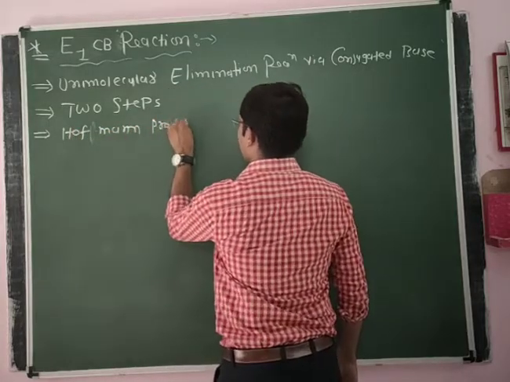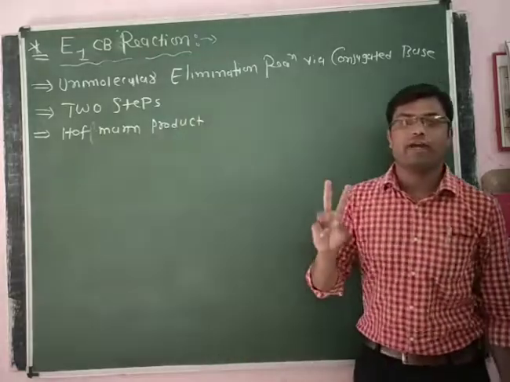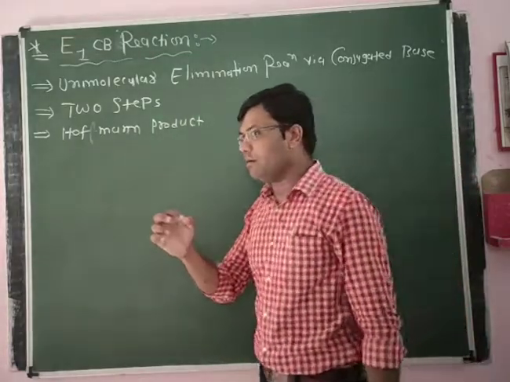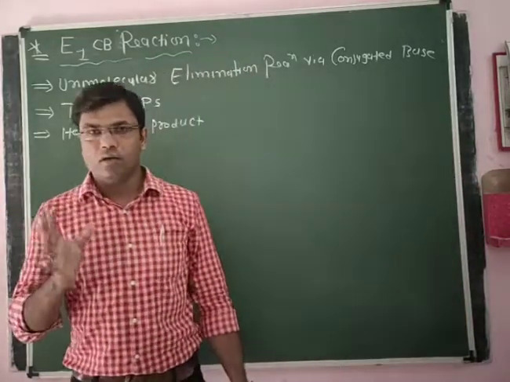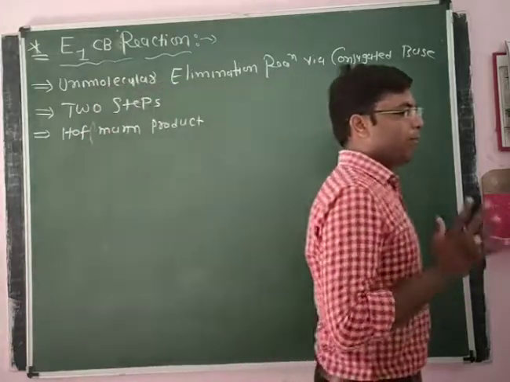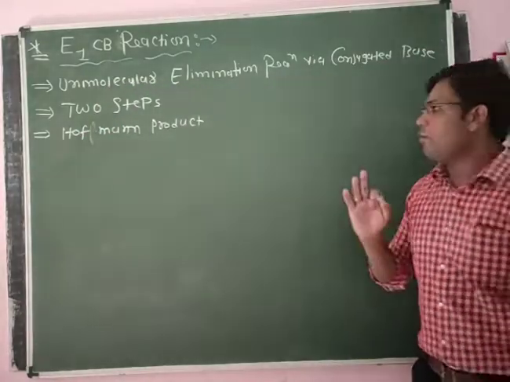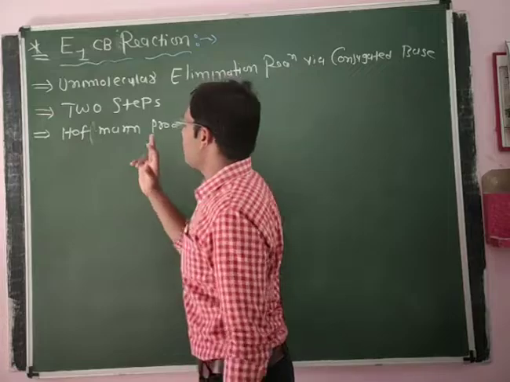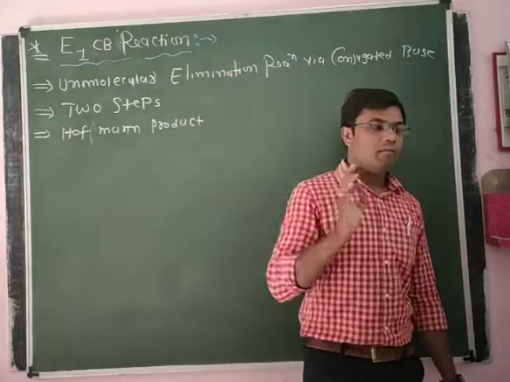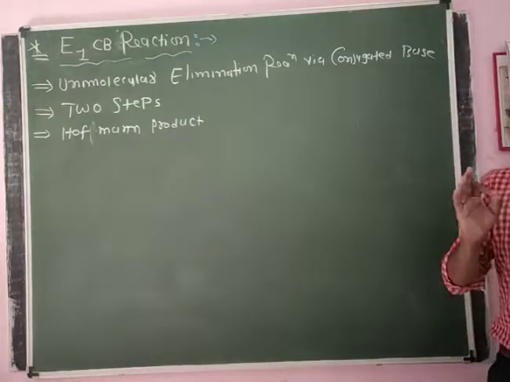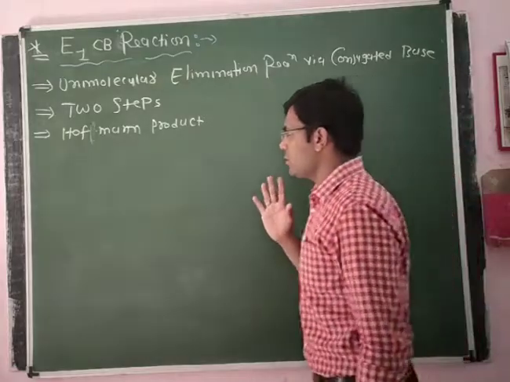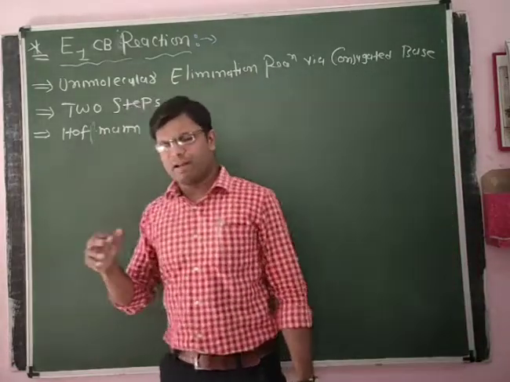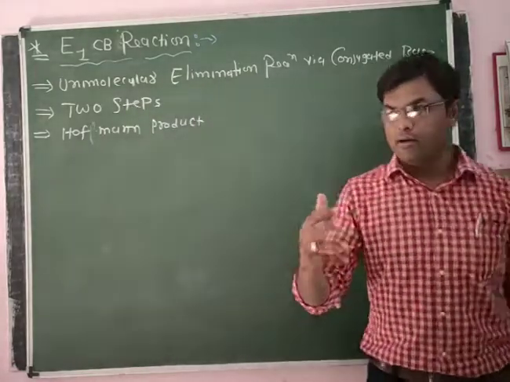You know very well, in elimination reaction we get 2 types of product. Either it will be the Saytzeff product or it will be the Hofmann product. And in E1-CB reaction we always get the Hofmann product. It means there is a terminal double bond, and it is our major product. Why, we can discuss further.